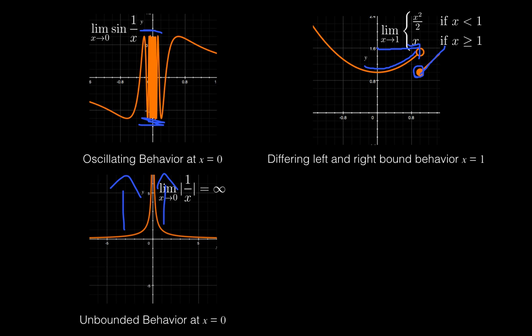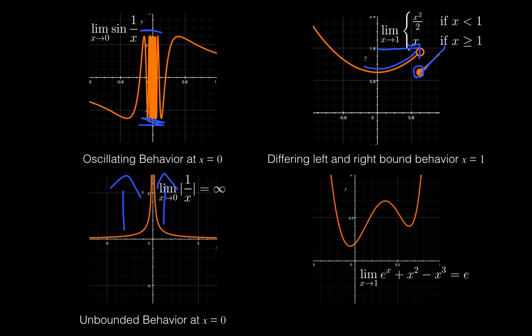Now we'll look at a graph that doesn't experience any of these behaviors. We see this function and look for the limit at x equals 1. We can see that the function is not oscillating. We can also see that the left-bounded behavior is the same as the right-bounded behavior. They're both approaching this one point. We can also see that as we get close to this point, we're not approaching infinity or negative infinity. Thus, the limit does exist. In this case, it happens to be e.